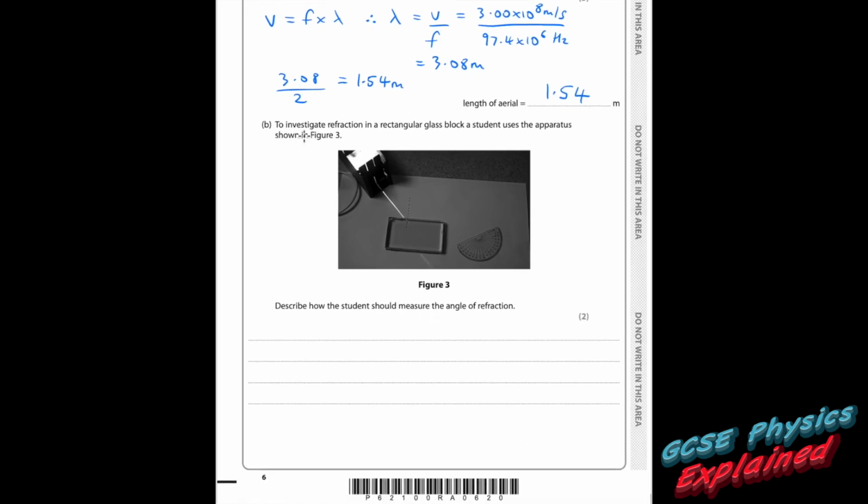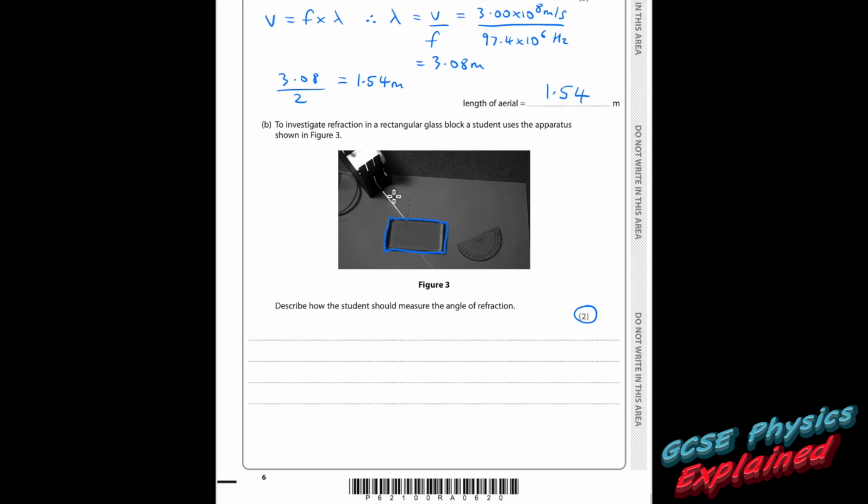Part B. To investigate refraction in a rectangular glass block, a student uses the apparatus shown in figure 3. Describe how the student should measure the angle of refraction. Now it's only worth 2 marks, but this answer I'm going to give you is probably going to be worth 4. Right, they're going to need to draw around the glass block.